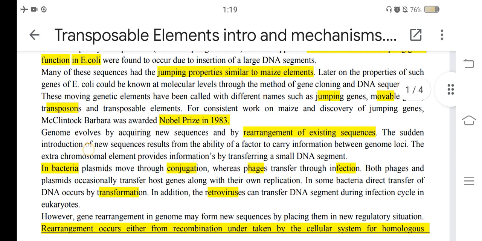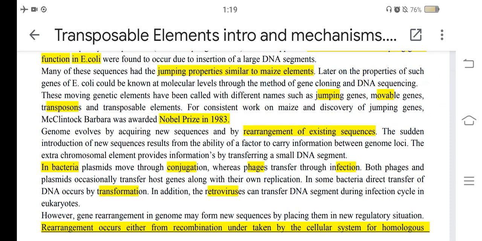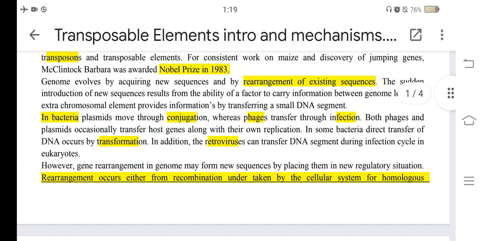Many of these sequences had jumping properties similar to maize elements. Later on, the properties of such genes in E. coli could be known at molecular levels through the methods of gene cloning and DNA sequencing. These moving genetic elements have been called by different names such as jumping genes, movable genes, transposons, and transposable elements. For consistent work on maize and discovery of jumping genes, McClintock was awarded the Nobel Prize in 1983.